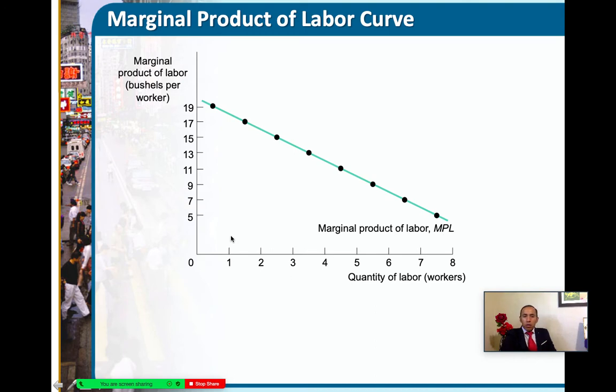The first worker has a productivity of approximately 19 units. The second worker, going from 1 to 2, has a productivity of 17 units. The third worker, going from 2 to 3 workers, has a productivity of approximately 15. And the fourth worker, just the fourth worker by itself, has a productivity of approximately 13 units. The fifth worker has a productivity of approximately 11 units.